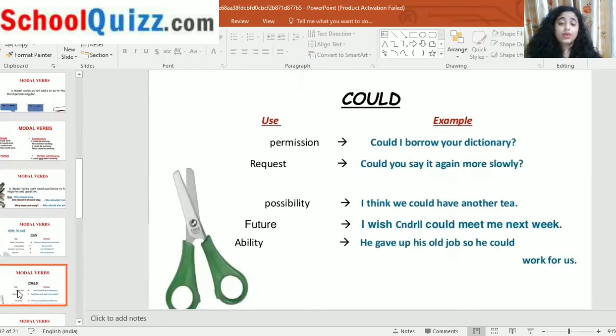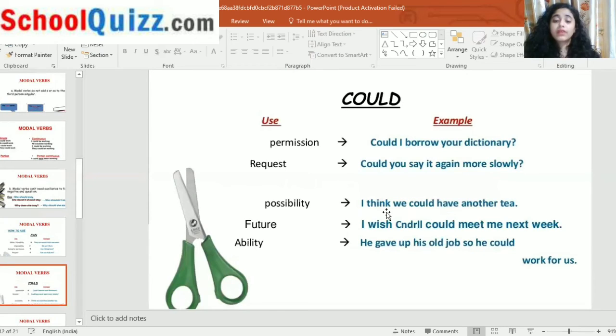Now, let us begin with could. How can could be written? Can I borrow your dictionary? It can be used for permission. It can also be used for request, for possibilities, for future, and for ability. So for permission, how will we write it? Could I borrow your dictionary? Could you say it again more slowly?